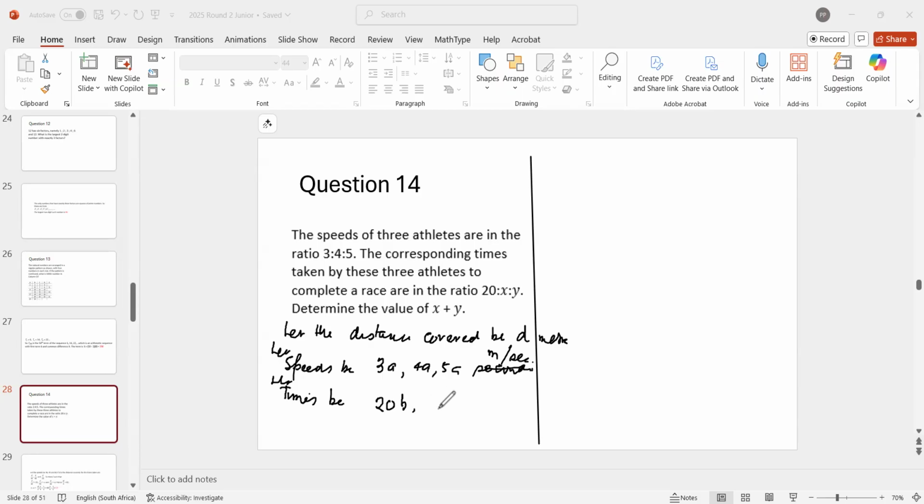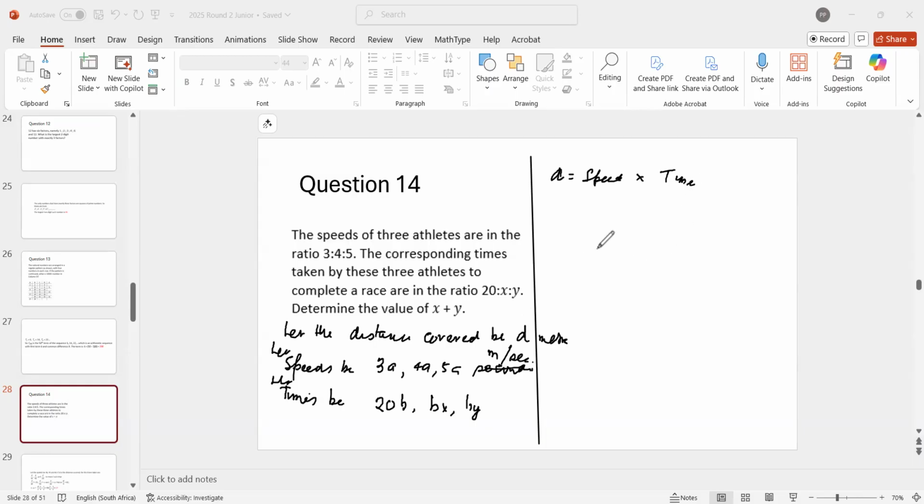The ratio is given, bx, by. All right, so the actual times will be some number times 20, the same number times x. Right. Now, there is a connection between distance, speeds, and time. So we know that the speed times the time is equal to the distance. D is equal to speed times time. And this is the master formula in distance problems.